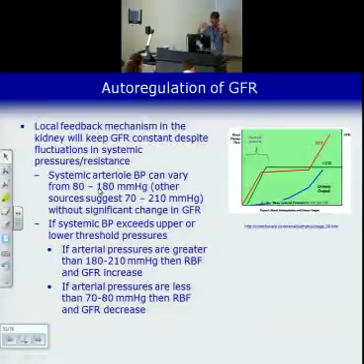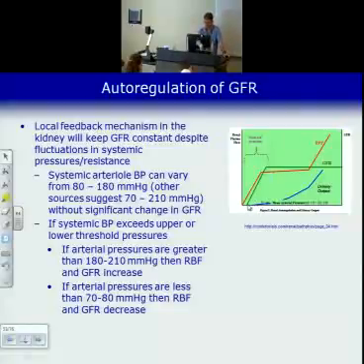Regardless of what's going on systemically, if you're out running, exerting, or if you're snoozing away and it's dropping way down, the kidneys can keep a steady filter function going. And it does it through those local autoregulation controls that we'll chat about in a moment.